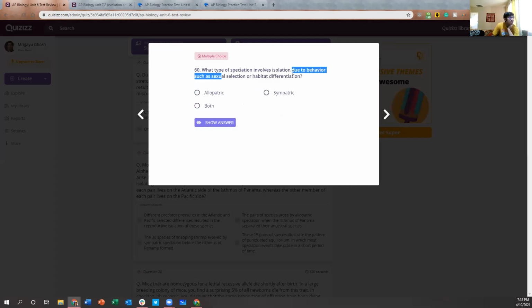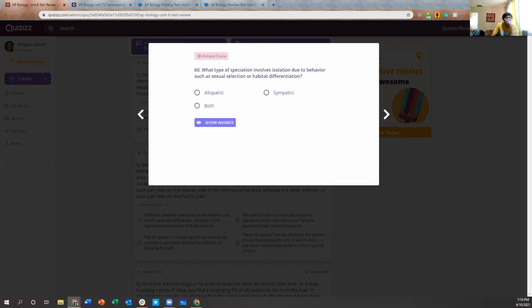Which type of speciation involves isolation due to behavior, such as sexual or habitat differentiation? Well, habitat differentiation is allopatric. The other stuff here with isolation due to behavior, that would be sympatric. So the answer choice here would be both. Wait, no, it's sympatric. Why is it sympatric? Isolation due to behavior, such as sexual selection, or habitat differentiation.